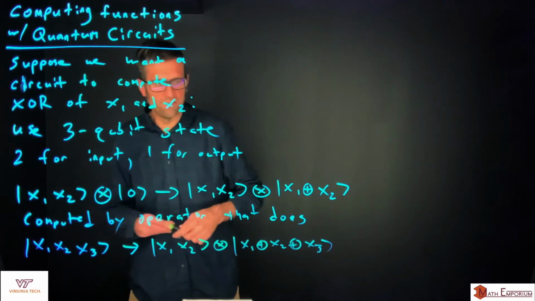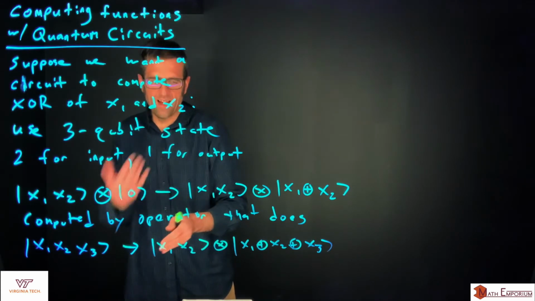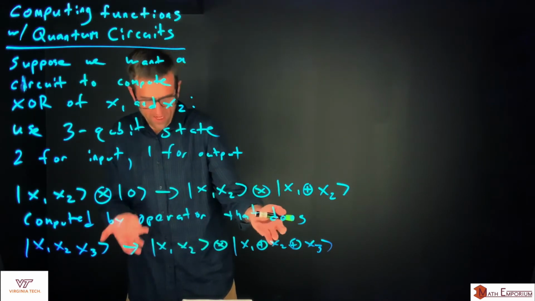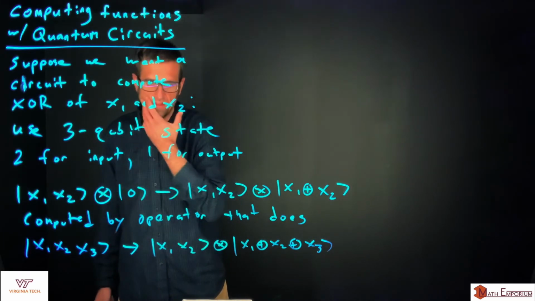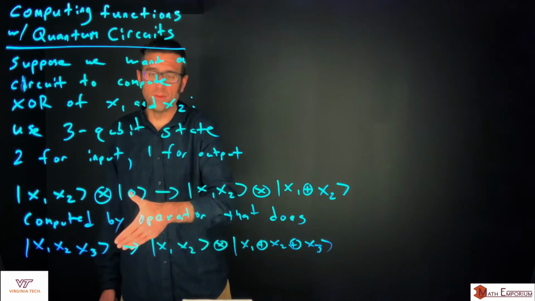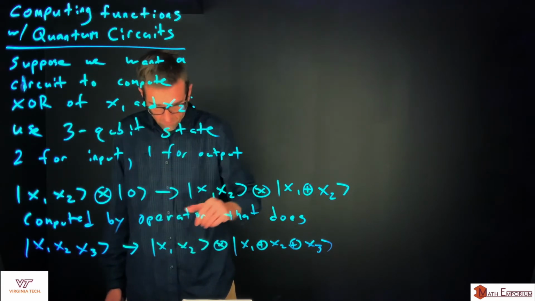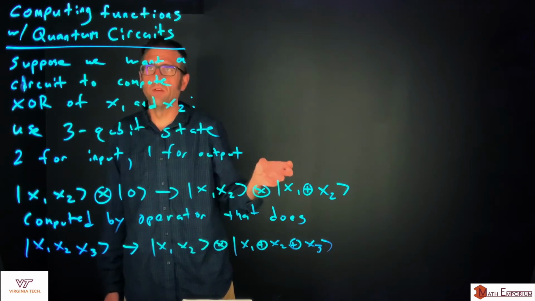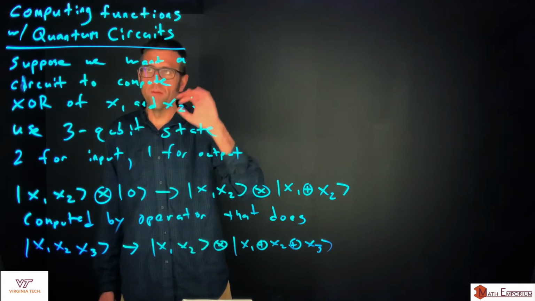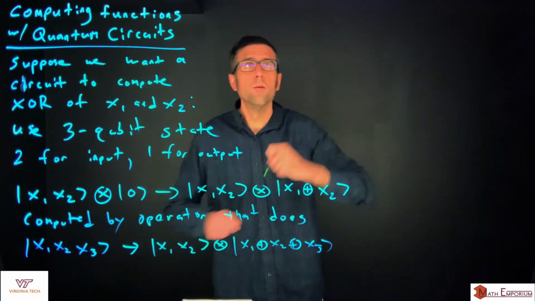Notice that gives the correct behavior when x3 is 0. When x3 is not 0, we don't really care what the behavior is. Moreover, you can verify that there's actually a unitary operator that affects that transformation. And this also shows a more general principle that we'll use when we want to compute functions using quantum circuits.